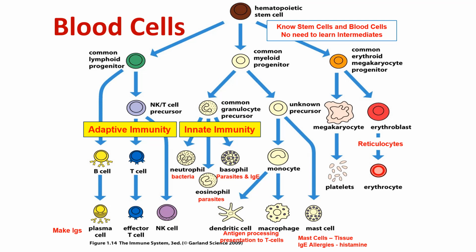The erythropoietic cells become megakaryocytes and erythroblasts, and the erythroblasts then become reticulocytes, and the reticulocytes become erythrocytes, which are the red blood cells that carry oxygen from the lungs to our tissues. Very important. We'll talk more about the erythrocytes. They are the major blood cell.